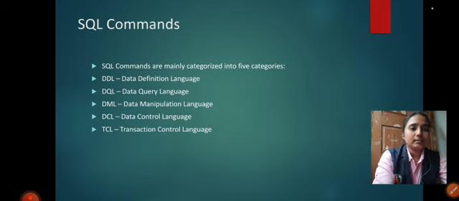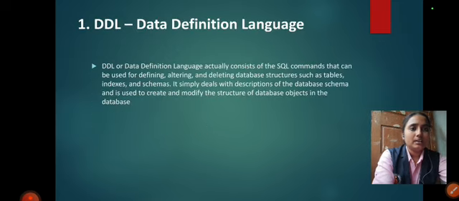So we will start first with data definition language, the DDL command. In that command we are defining, altering, and deleting database structure such as tables, indexes and schemas. It simply deals with the description of the database schema and is used to create and modify the structure of database objects. In the DDL command we are altering, deleting, and creating the tables. So we will see in the next slide the commands which are used in the DDL command.